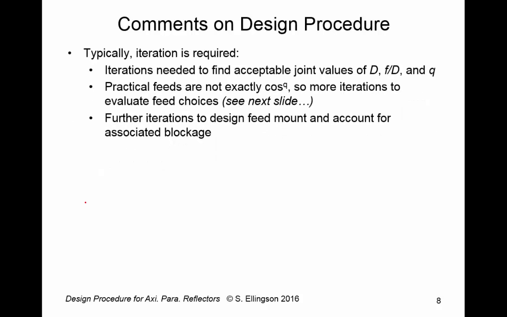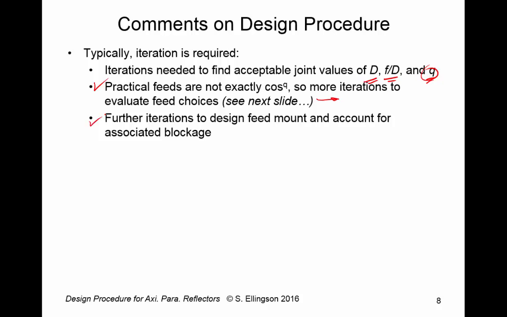First, as I've said now several times, iteration is required. You need iterations to find the acceptable joint values of the diameter, the F over D, and the feed. Also, practical feeds are not exactly cosine Q feeds, so you typically need more iterations once you get a value of Q, and these additional iterations take into account other feed choices. And this brings into play the whole issue of feed modeling.